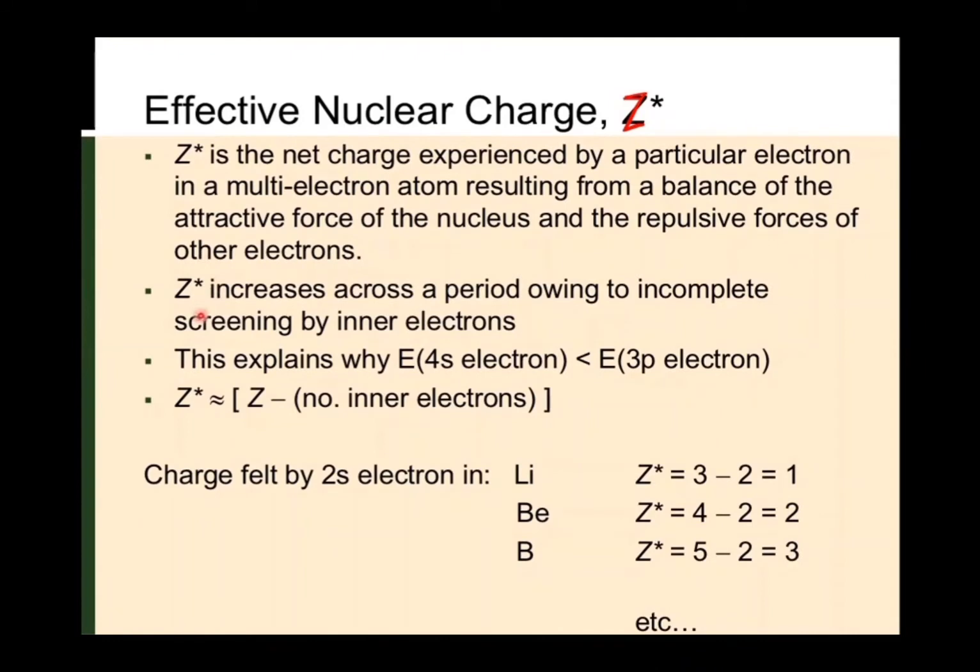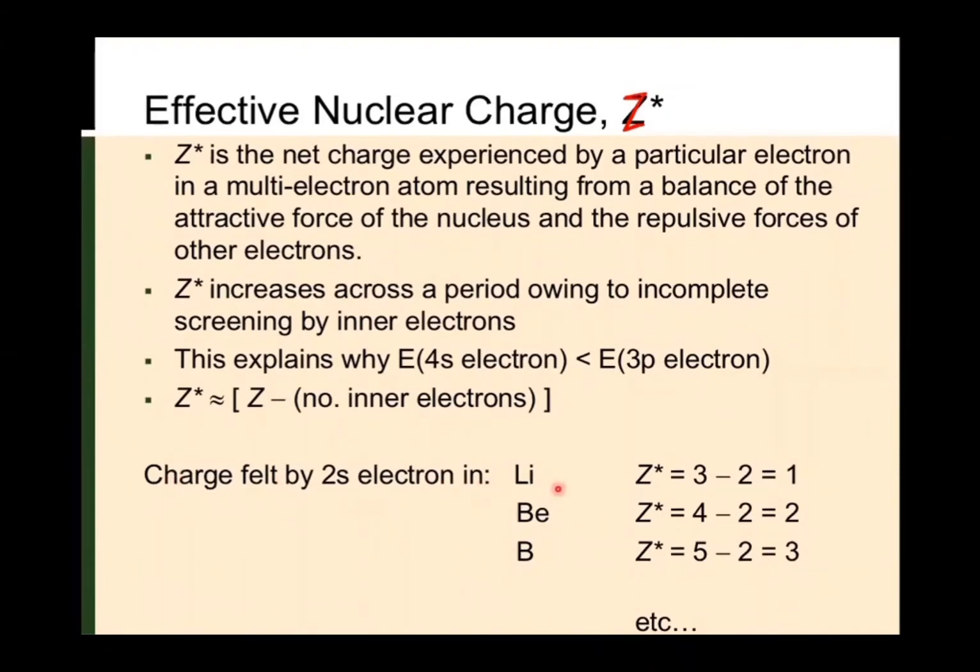The effective nuclear charge then increases across a period owing to incomplete screening by inner electrons. And this explains why the energy of the 4s electron is less than the energy of the 3p electron. So the effective nuclear charge is approximately equal to Z, our atomic number, minus the number of inner electrons. So we can calculate for that.